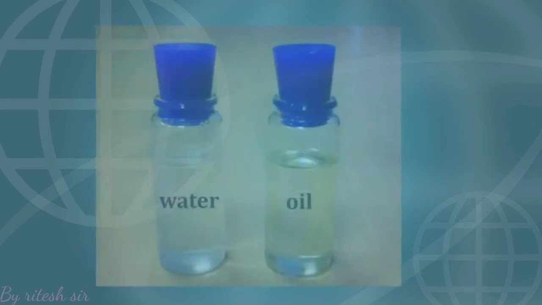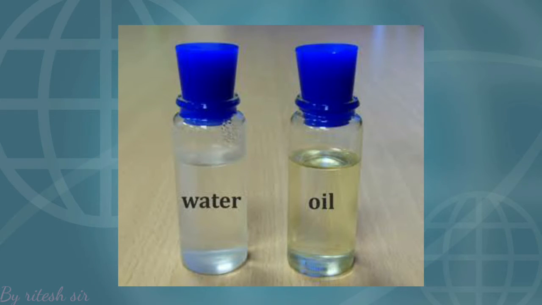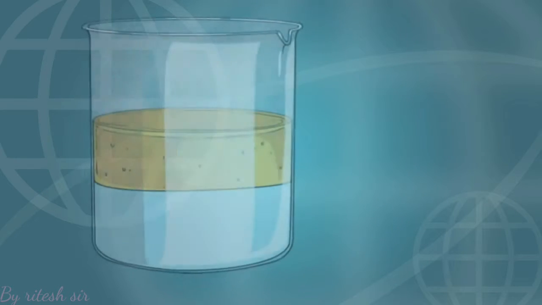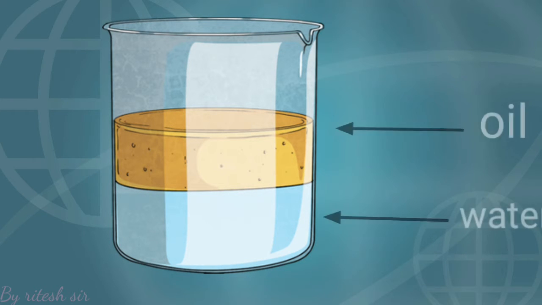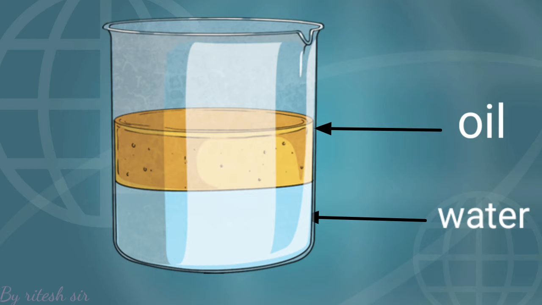Let us take a mixture of oil and water. If this mixture is allowed to stand for some time, they form two separate layers. The component that forms the top layer can then be separated by decantation.